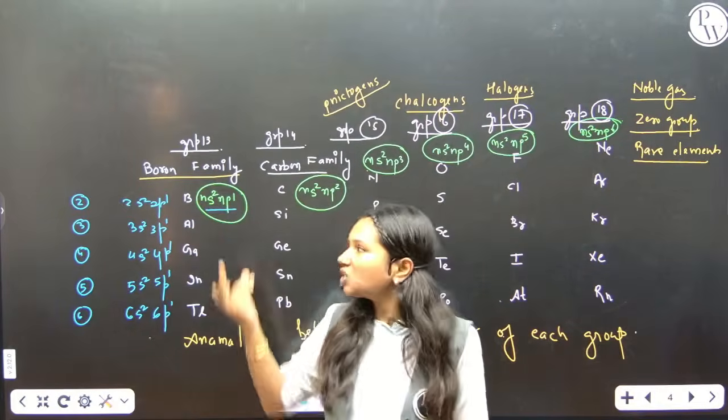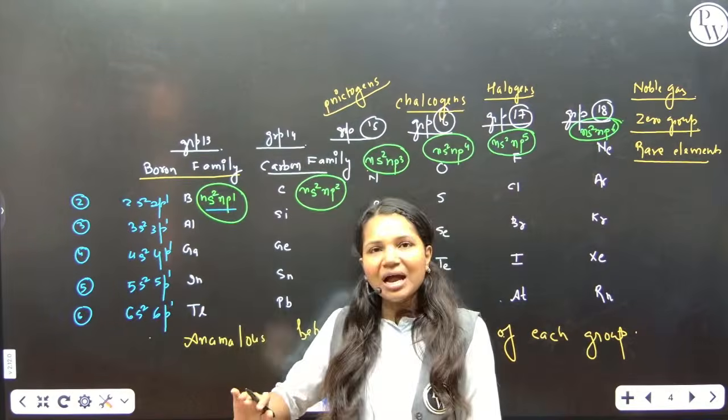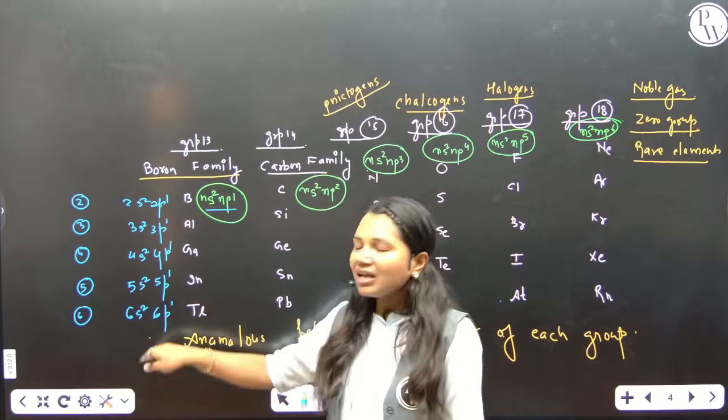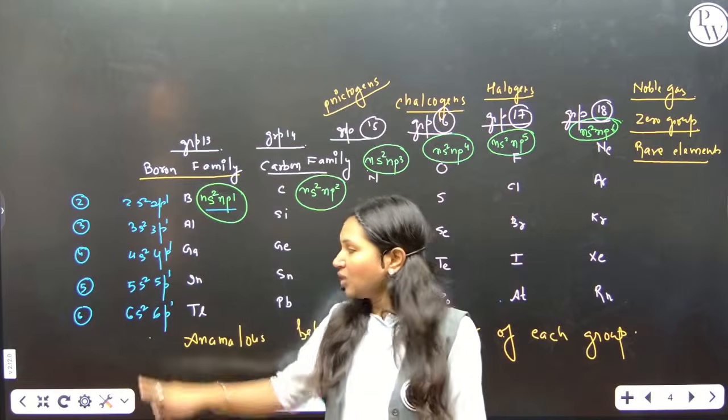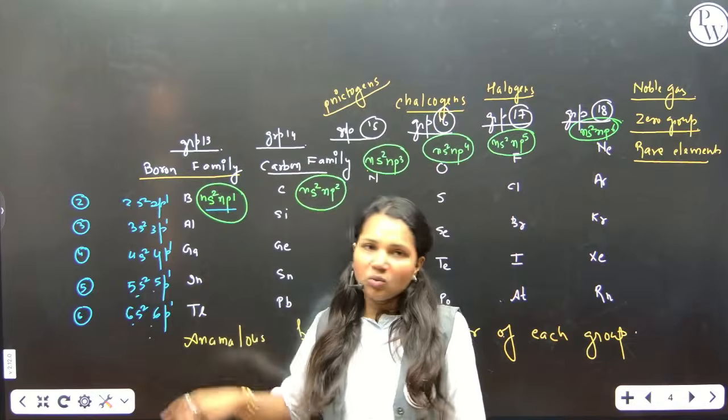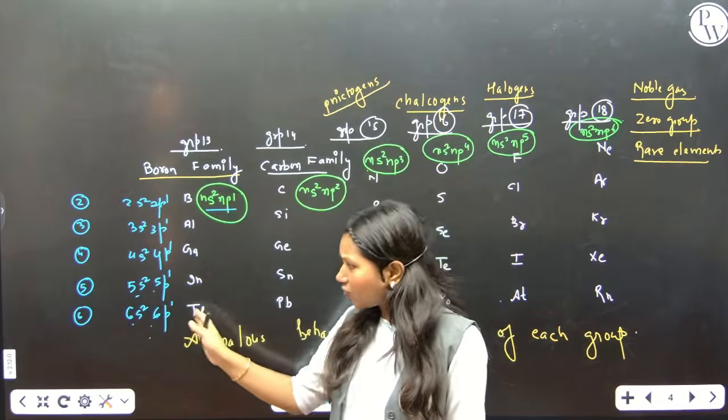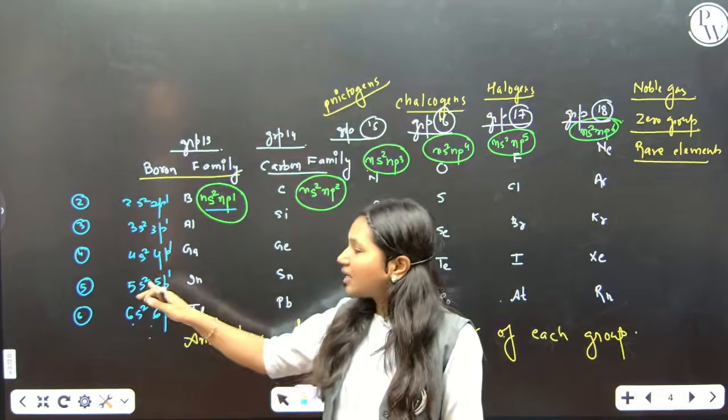What is different? Just the n value, correct? They all are following the same pattern, the same number of valence electrons, 3, 3, 3, 3, 3. Only this is different, which is the period number. For thallium it is 6 and for indium it is 5.